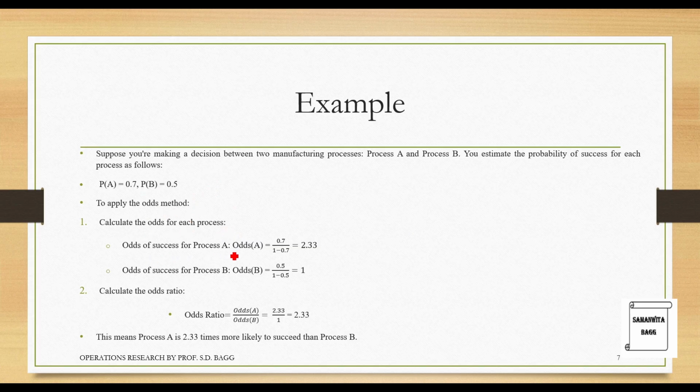Odds for success for process A is probability of A upon 1 minus probability of A. You get a value. Same way, odds for success for process B is probability of B upon 1 minus probability of B. So you get a value. Calculate the odds ratio, that is odds of A upon odds of B, you get an answer. This means process A is 2.33 times more likely to succeed than process B. So this is how you can decide between two manufacturing processes.